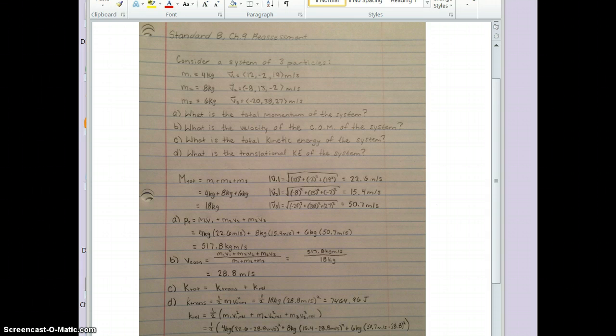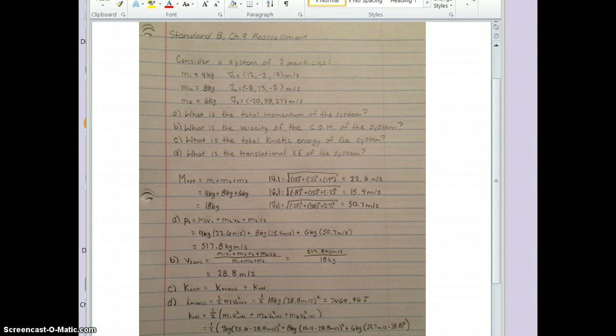First, I decided to start off with calculating the total mass of the system, which is M1 plus M2 plus M3. And here it's 4 kilograms plus 8 kilograms plus 6 kilograms, and that's 18 kilograms. Then I decided to go ahead and find the magnitude of all the velocity vectors. For V1, we have 22.6 meters per second. For V2, we have 15.4 meters per second. And for V3, we have 50.7 meters per second.